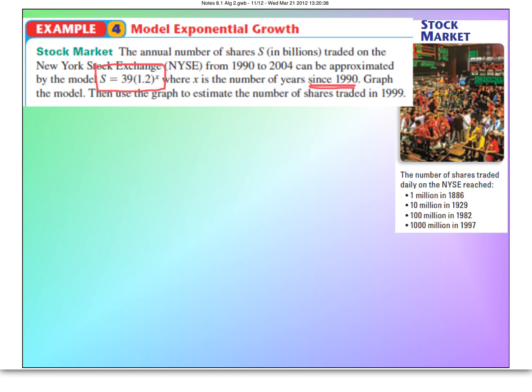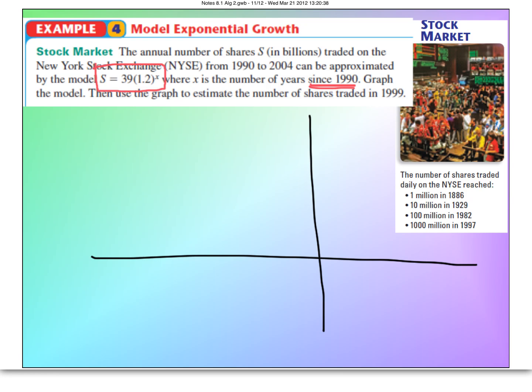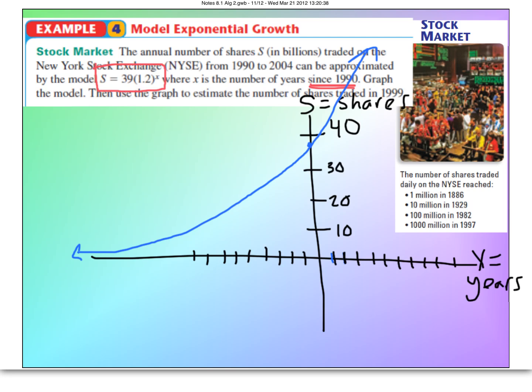If you go to your graphing calculator and sketch this, you're going to get something similar to this. It'll look something like this, where x is the years on the x-axis and shares, S, is on the y-axis. You notice this at the y-intercept. Right here, when time is 0, and they said it's since 1990, so this is 1990, by the way, is how you'd interpret it. In 1990, the number of shares is 39.